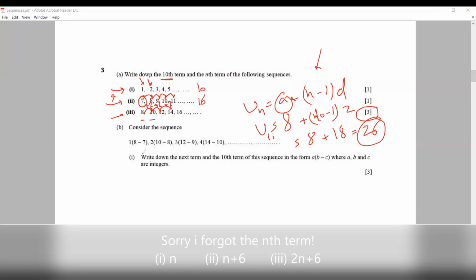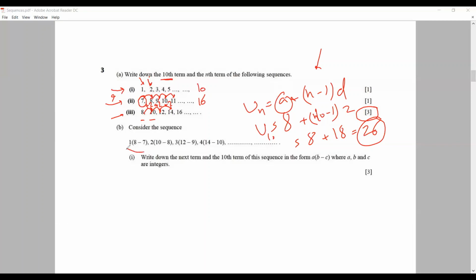Now, in part B, you're given something like this. This is a sequence, which I believe they got help from part A. Let's see what's the relation between B and A. There must be something there. They say write down the next term and the 10th term of this sequence in this format, in which a, b, and c are integers. Let me find the number outside the brackets. So these are the whole numbers, right, increasing. So definitely the next one should be 5.